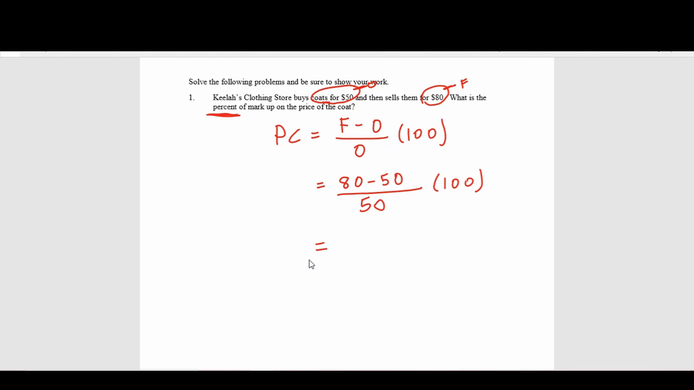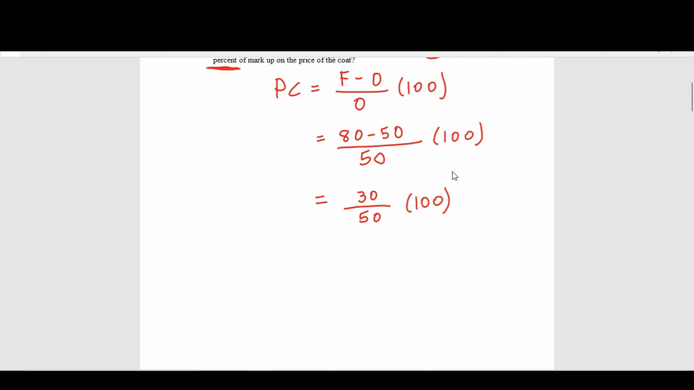This first one's fairly easy. 80 minus 50 is 30 over 50 times 100. Now there's a trick as to how to reduce these fractions when there's corresponding zeros. What you can do is just cross out the zeros accordingly. So this becomes 3 over 5 times 100.